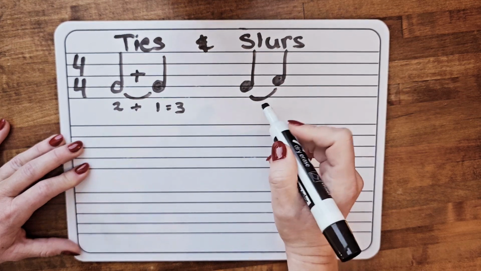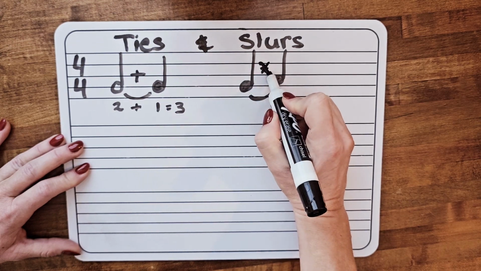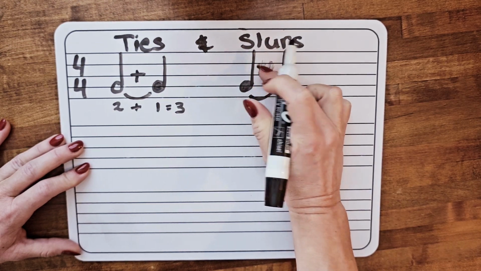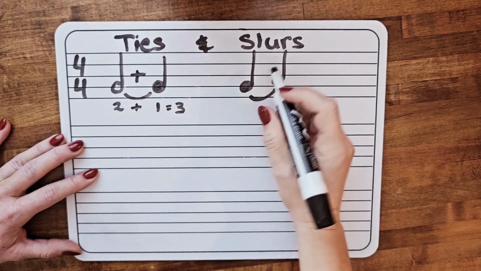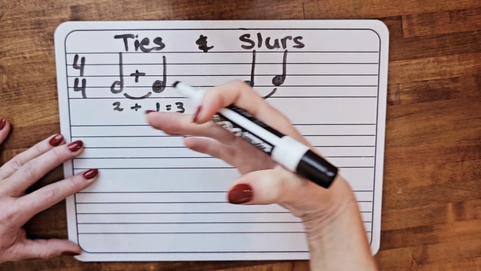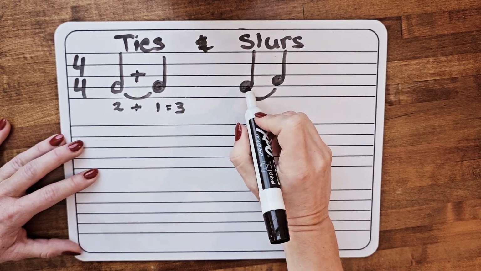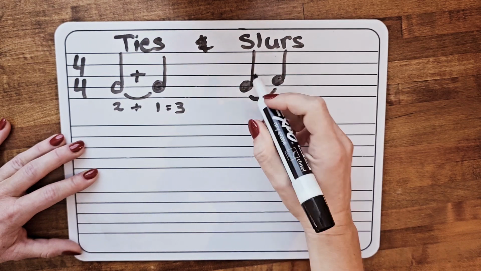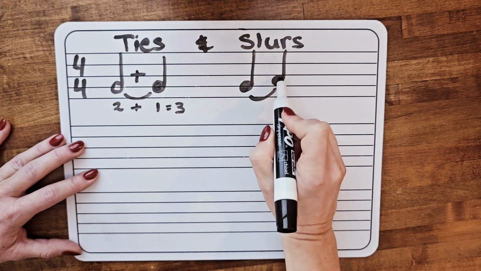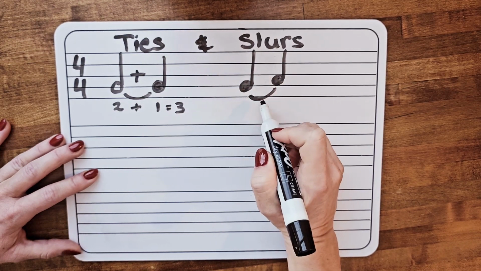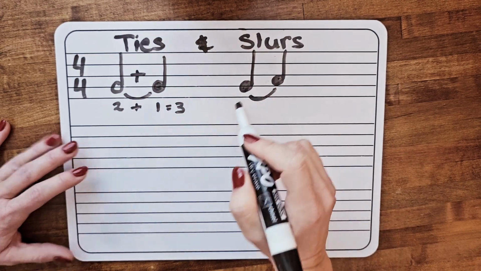And the second way that we look at slurs is they're not a big plus sign. No. What they are is signifying that these 2 notes are going to be played smooth and connected. Okay? So instead of a note, note, it's going to be note, note, right? There's not going to be much space between these notes when you're singing or playing them. They're going to be smooth and connected.